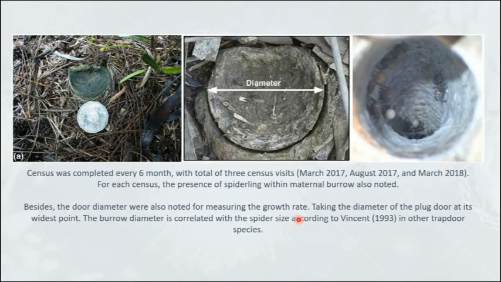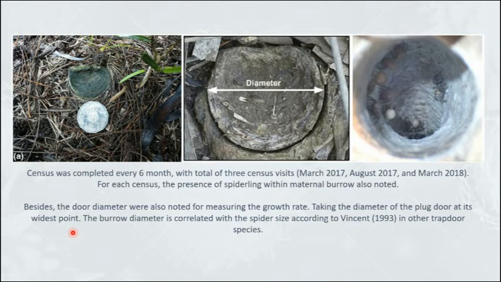The census was completed every 6 months. In total, there were 3 census visits, in March 2017, August 2017, and March 2018. For each census, the presence of spiderlings within the maternal burrow was also noted, like the far right here, as you can see some baby spiders in one burrow. Besides, the door diameter was also noted for measuring the growth rate.